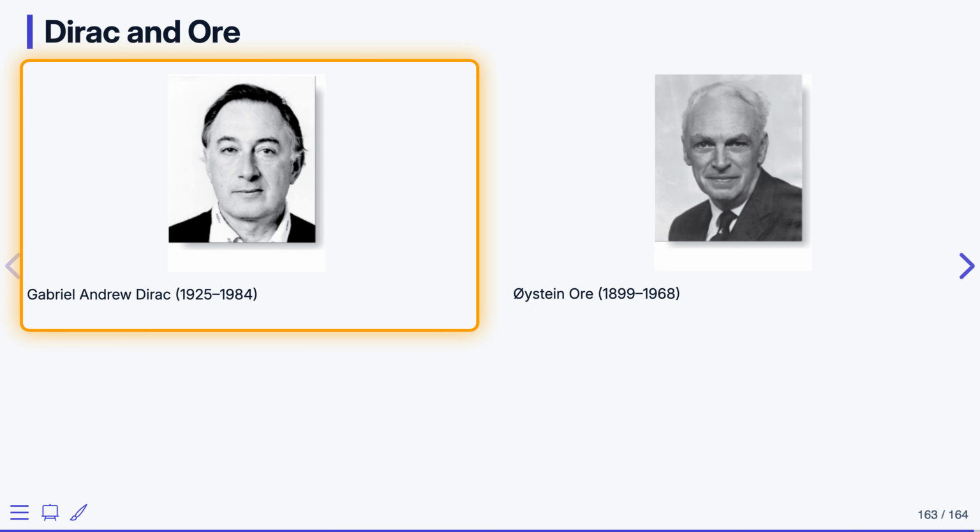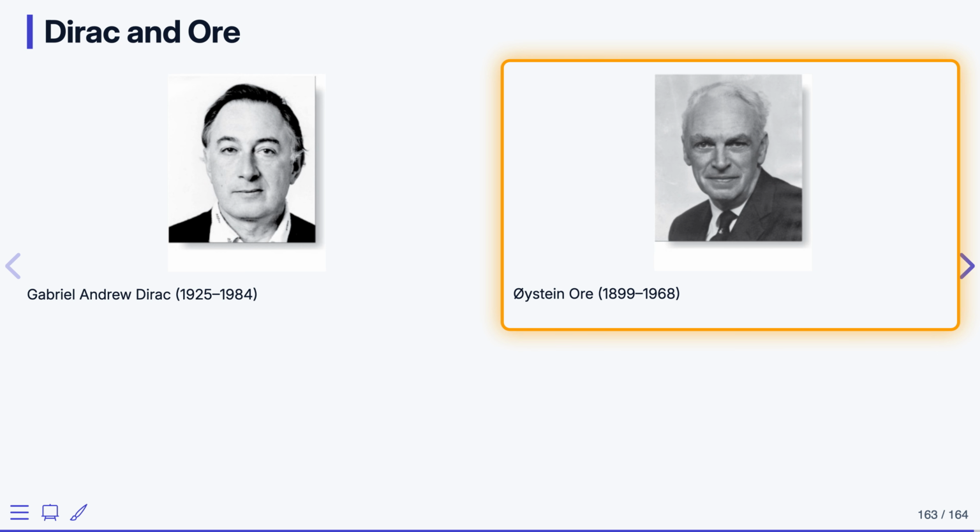These are the 2 mathematicians behind those theorems. First, Gabriel Andrew Dirac, who worked in Britain and Denmark, and Øystein Ore, a Norwegian mathematician who spent most of his career at Yale. Ore's condition is the more general of the 2. If every degree is at least n over 2, then any 2 degrees add to at least n, so Dirac's condition always implies Ore's.